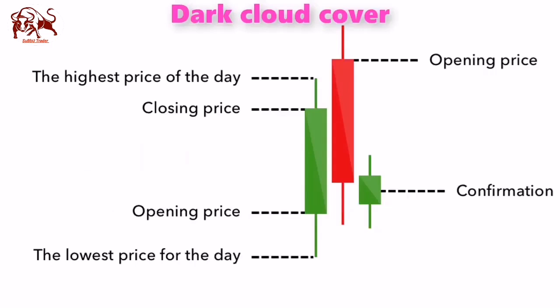Dark cloud cover. The dark cloud cover candlestick pattern indicates a bearish reversal, a black cloud over the previous day's optimism. It comprises 2 candlesticks, a red candlestick which opens above the previous green body, and closes below its midpoint. It signals that the bears have taken over the session, pushing the price sharply lower.